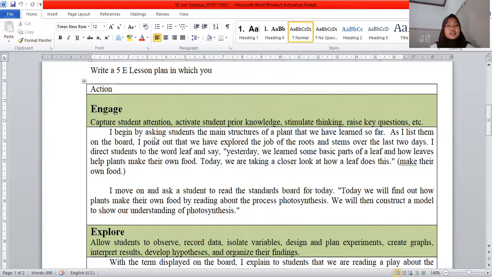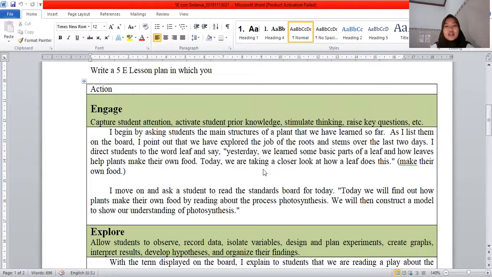I begin by asking students the main structure of a plant that we have learned so far. As I list them on the board, I point out that we have explored the job of the roots and stems over the last 2 days. I direct students to the word leaf and say, yesterday we learned some basic parts of a leaf and how leaves help plants make their own food.